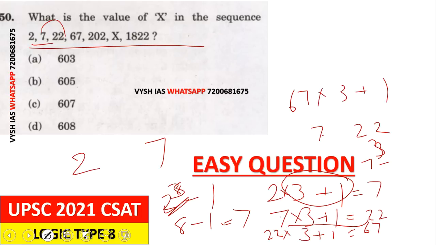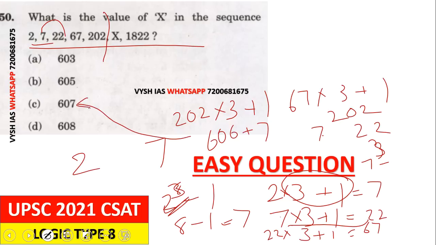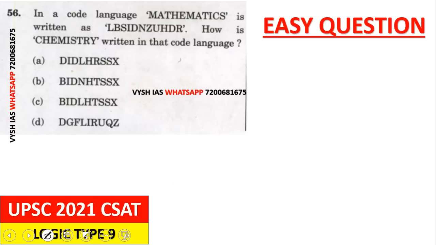Take that 67 into 3 plus 1. It will become 201 plus 1, 202. Up till here we got it. So the next number will be 202 into 3 plus 1, that is 606 plus 1, 607. It's just into 3 plus 1, into 3 plus 1, that is the pattern. Again, code language. Every year one code language question comes, one of the easiest, silliest questions.